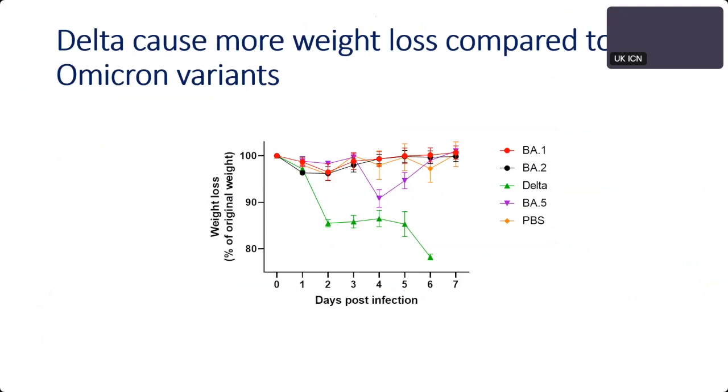But for BA.1 and BA.2, there was no very significant weight loss. Interestingly, in BA.5, we found weight loss on day 4, but unlike Delta, they recovered after that. That is an interesting finding, and we can say Delta caused more weight loss compared to BA.1 and BA.2.